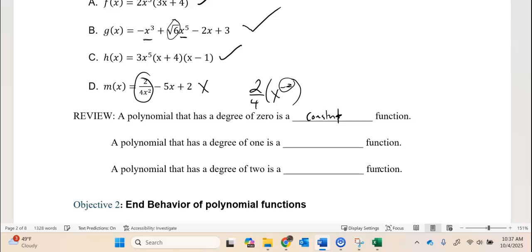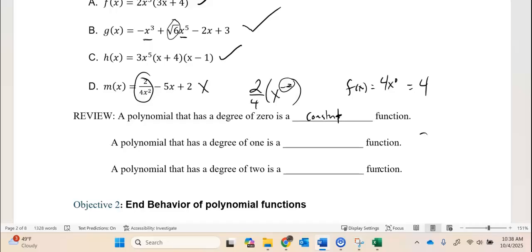Constant. And this one's kind of weird: if I had something like 4x to the 0, that's my function. Officially, that satisfies my condition for a polynomial. x to the 0 is 1, so that's just 4. So a constant function is considered a polynomial.